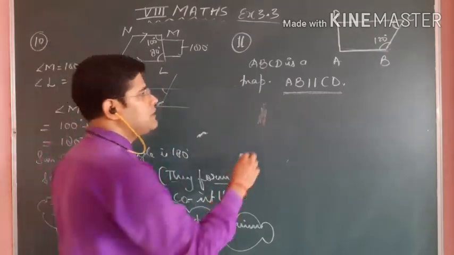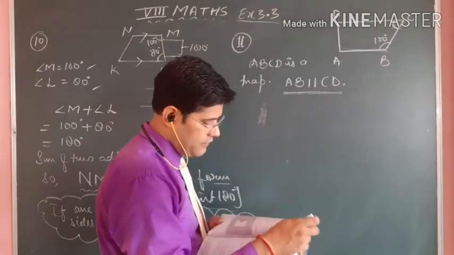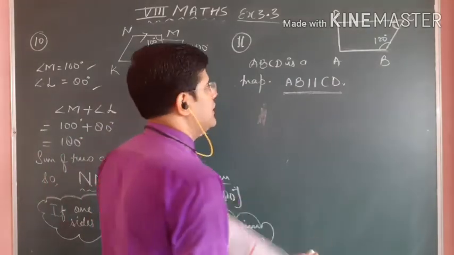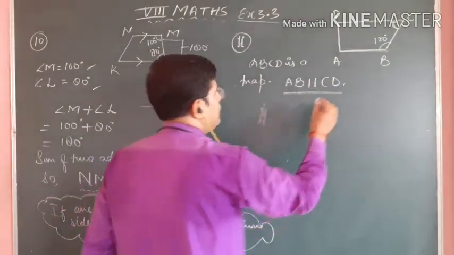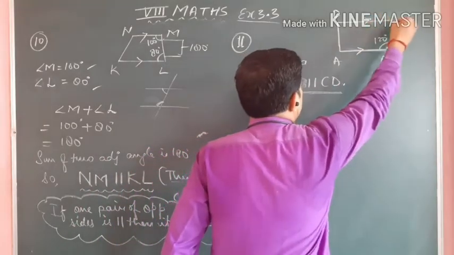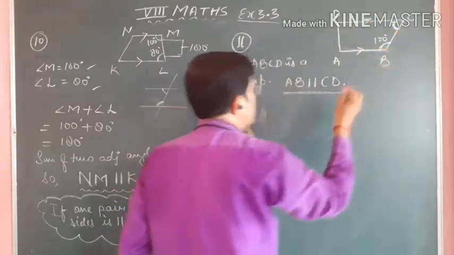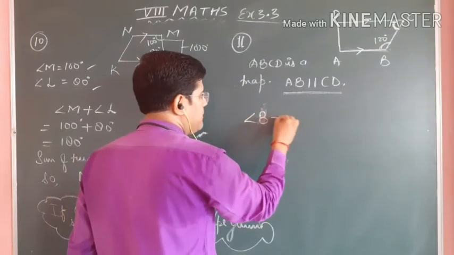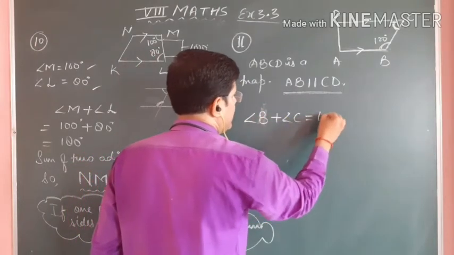So here it is given AB is parallel to CD. If I am right, yeah, AB parallel to CD. Now we have to find angle C. If AB is parallel to CD, then these angles make the co-interior property. Angle B plus angle C must be 180.